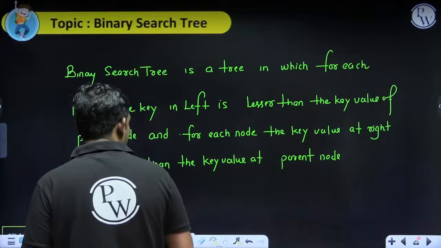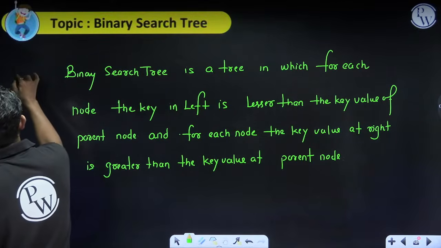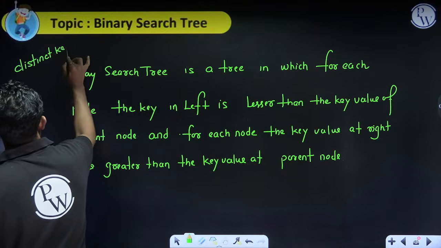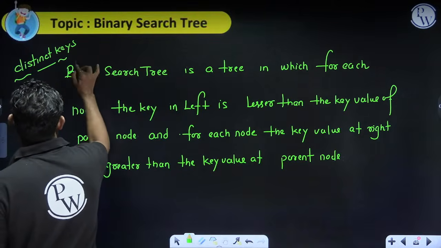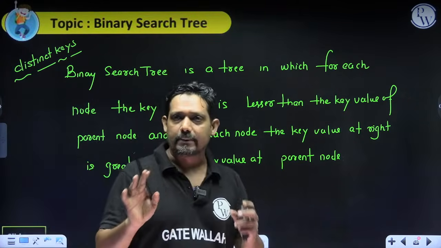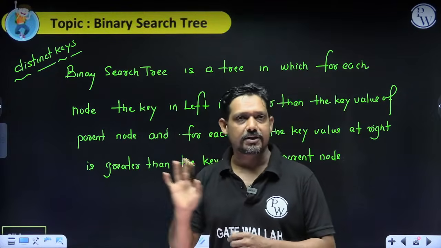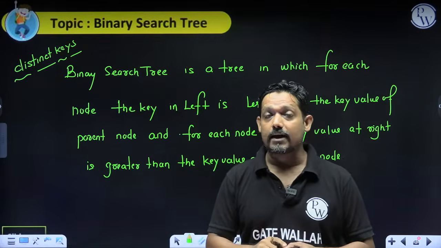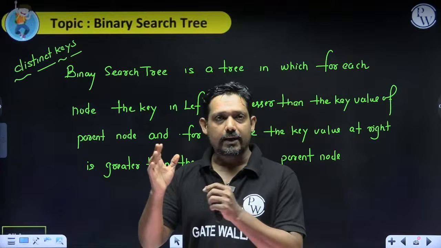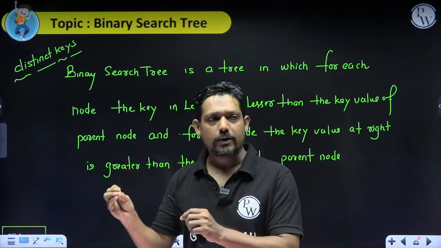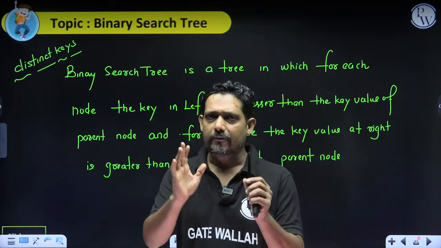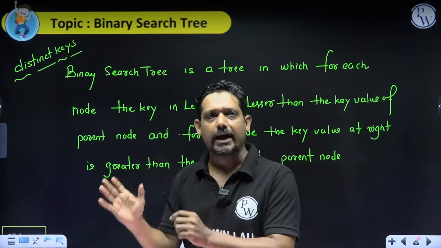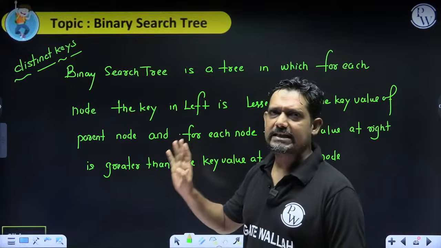I'll not go directly into the time complexity, but this definition is for distinct keys. This is important because distinct means no keys are similar. Repetition is not allowed; unique keys are there. But if equal keys are present, then for a given node we put equal keys into either the left or the right. We make a convention that equal keys may go to the left, or another convention, to the right. But this definition is for distinct keys.